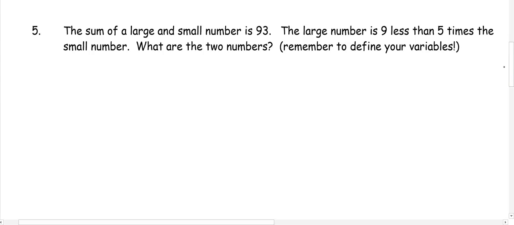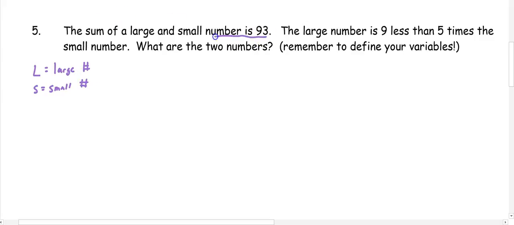So number 5, the sum of a large and small number is 93. The large number is 9 less than 5 times the small number. What are the two numbers? So remember here, we need to first define our variables. So we're going to say L is going to be our large number, and S is going to be our small number. So we need to write two equations.